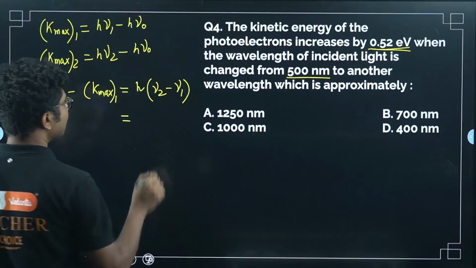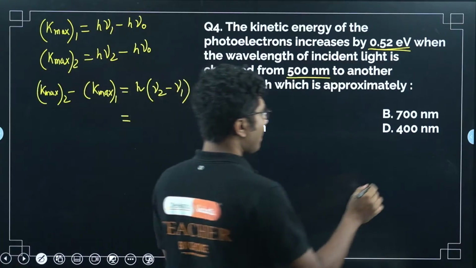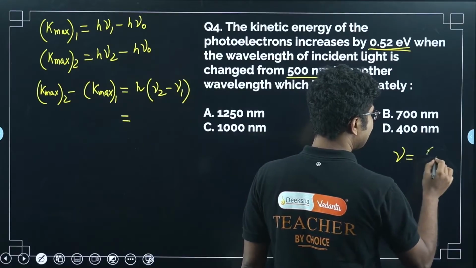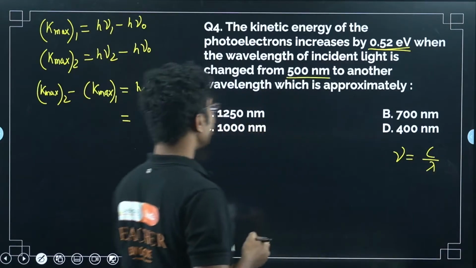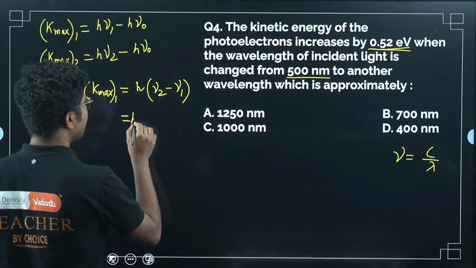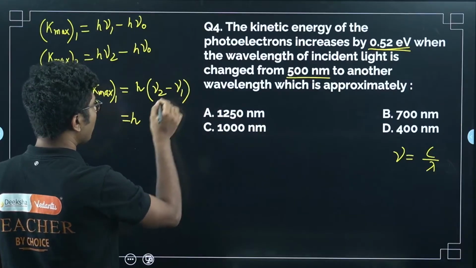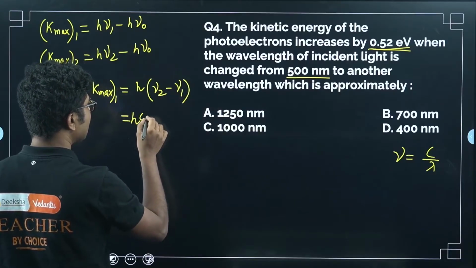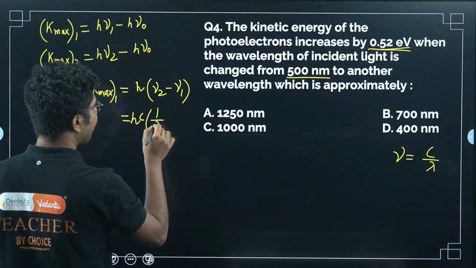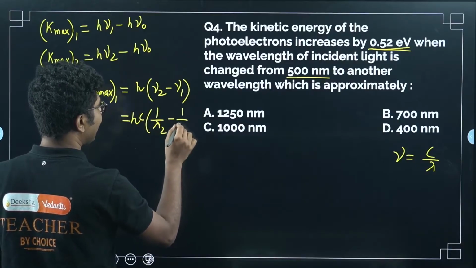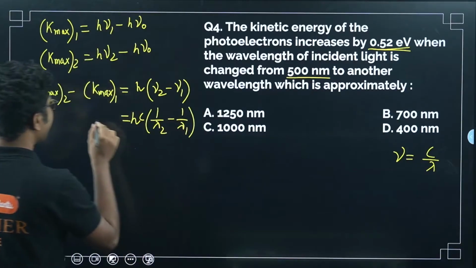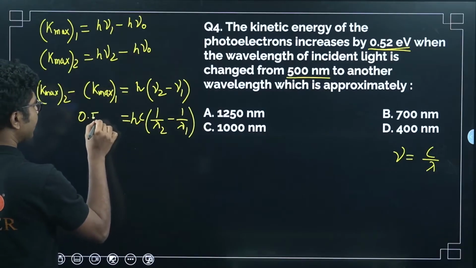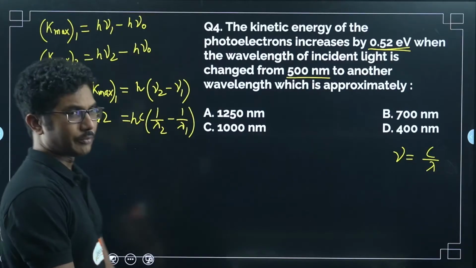Now what is nu? Nu is c by lambda, we already know that, so we will use that fact. c is common for both nu 2 and nu 1, so we get hc times (1 by lambda 2 minus 1 by lambda 1), and this value is given as 0.52. So it is positive, it is greater than 0.